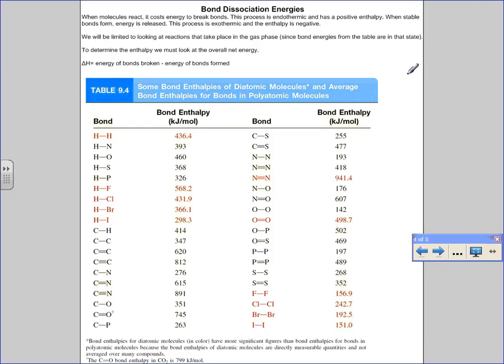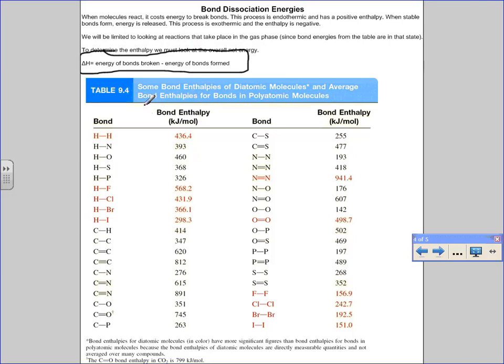What we're going to be looking at is the overall net energy. So the formula for finding delta H is to take the total amount of energy to break the bonds and subtract the total amount of energy released when you form the bonds. When you're using this formula, you don't need to think about whether something's exothermic or endothermic. That's taken into account in the formula. We take all the endothermic and subtract all the exothermic, so the sign is built in.